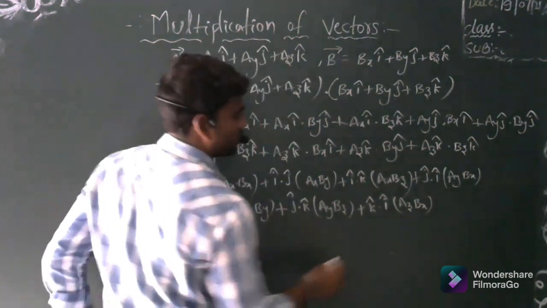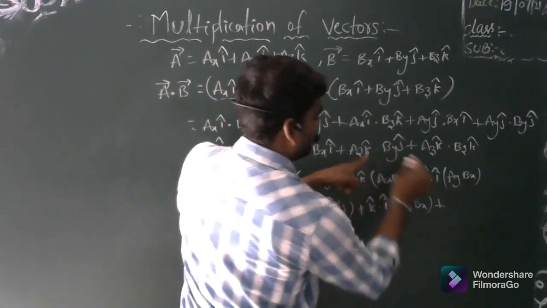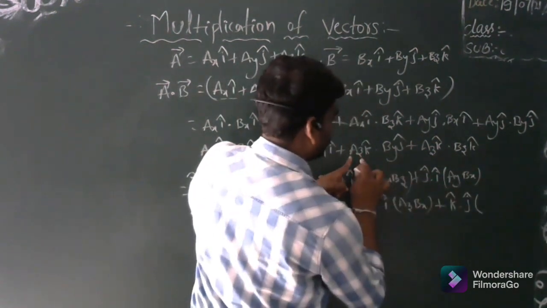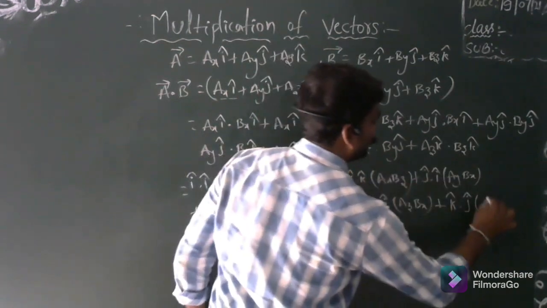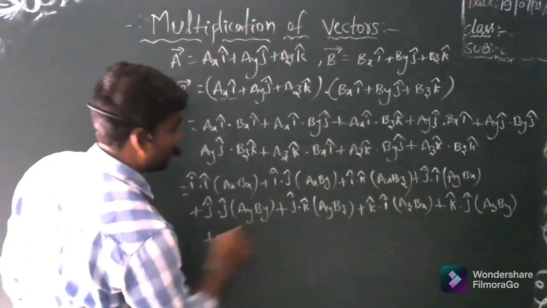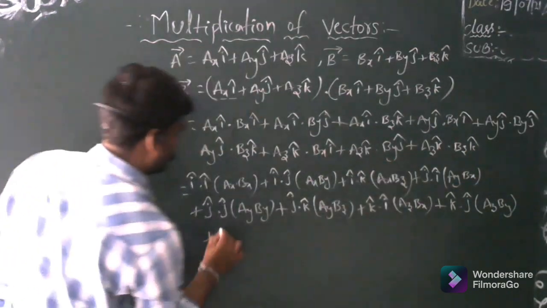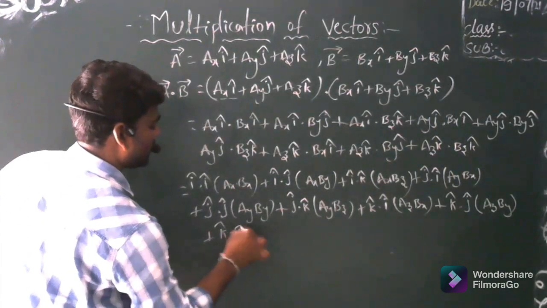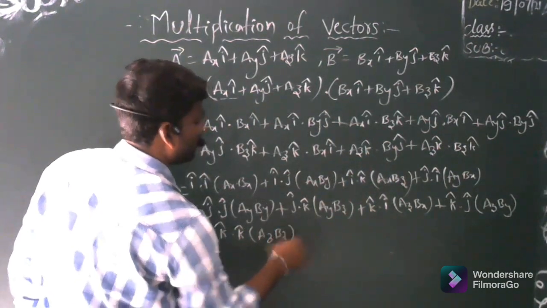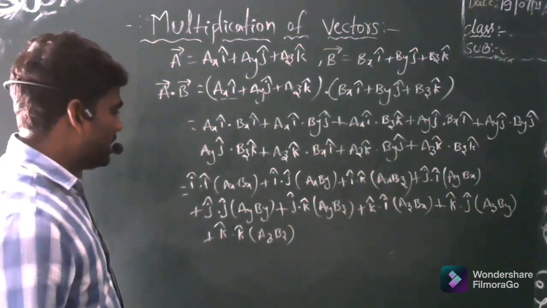Plus k cap dot j cap into Az By, plus the final one, k cap dot k cap into Az Bz. So this will be the result, right?